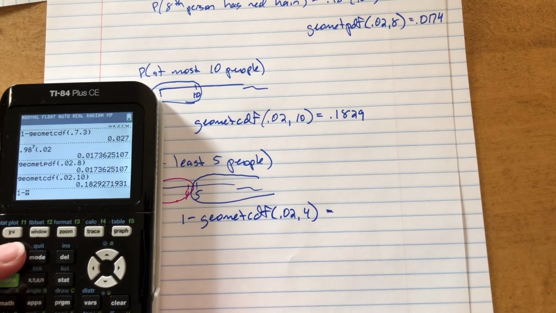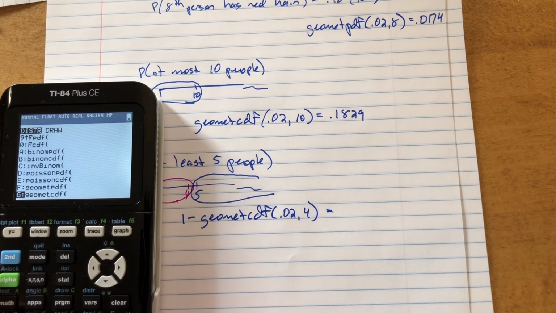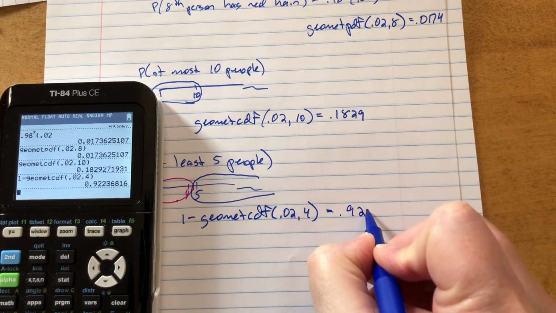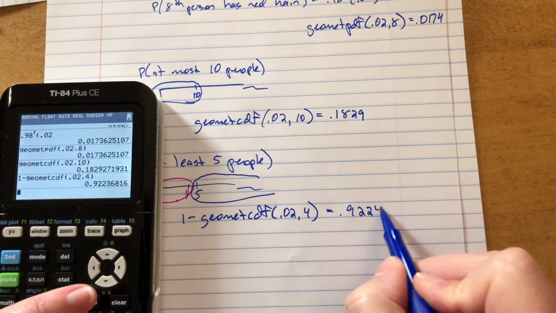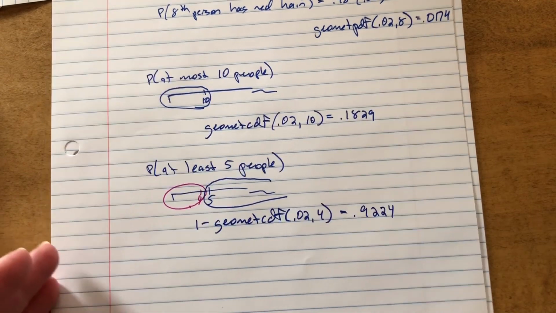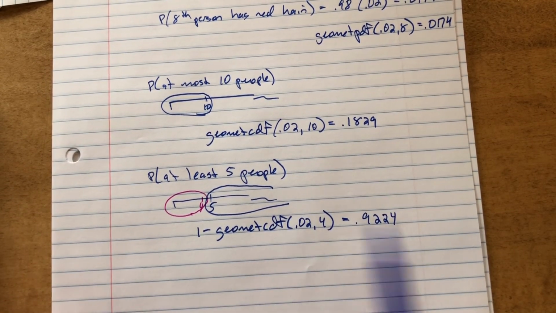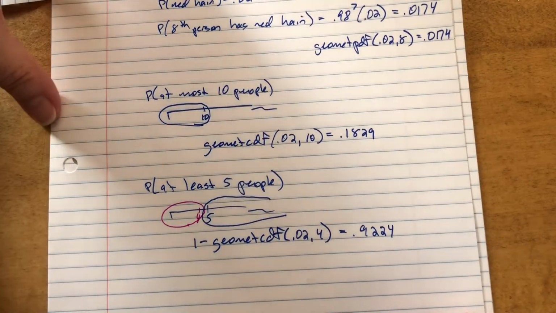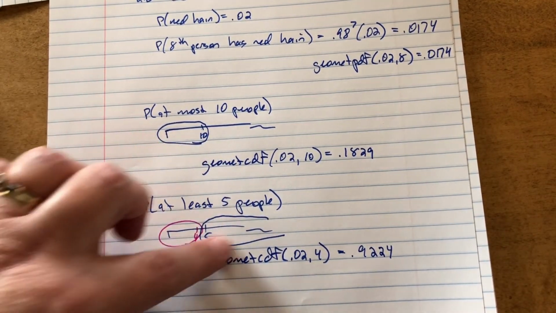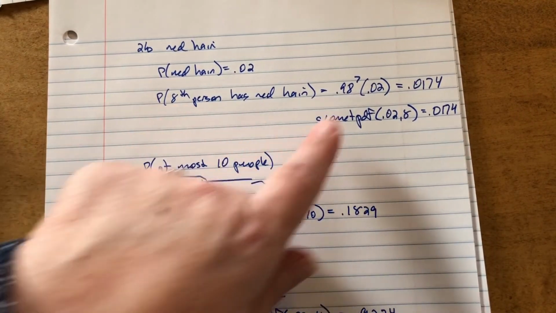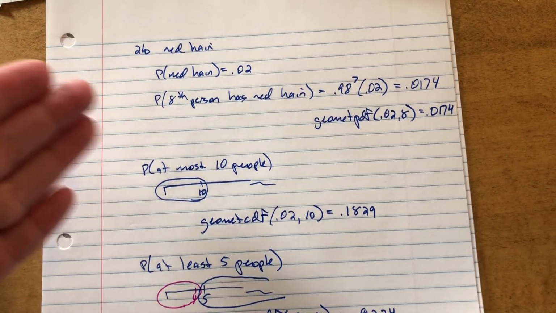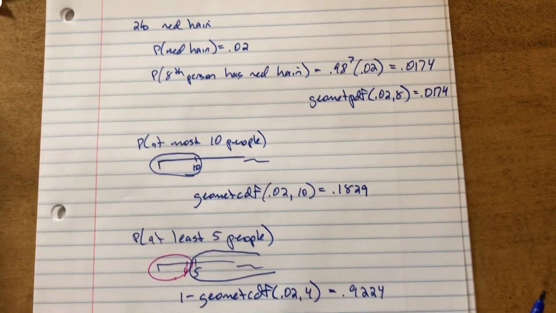Let's see, 1 minus, so I want the 4th. Okay, so this would be 0.9224. Okay, so it's about a 92% chance that I'm going to have to ask at least 5 people. Pretty high probability I'm going to have to ask at least 5 people before I find somebody that has red hair. So again, these are nice and fast when you're using a cumulative, when you're trying to find at most or at least. But when you're just trying to find an individual, just think of the trait. If the 8th person has red hair, it means the first 7 people didn't, okay? So I think that's a lot faster than having to do with that.